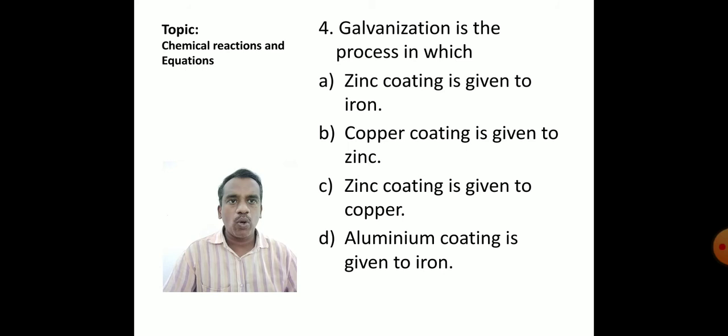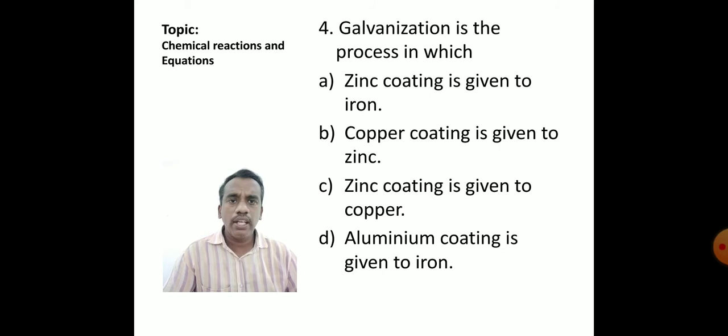Galvanization is the process in which... do you remember, children, what is meant by the word galvanization? Did we discuss it any time? Yes, we have discussed. Whenever iron articles are rusting, we can prevent the rusting or corrosion by applying paint, grease, oiling, galvanization, chrome plating and also alloying. These are the methods that we use to prevent iron articles from rusting.